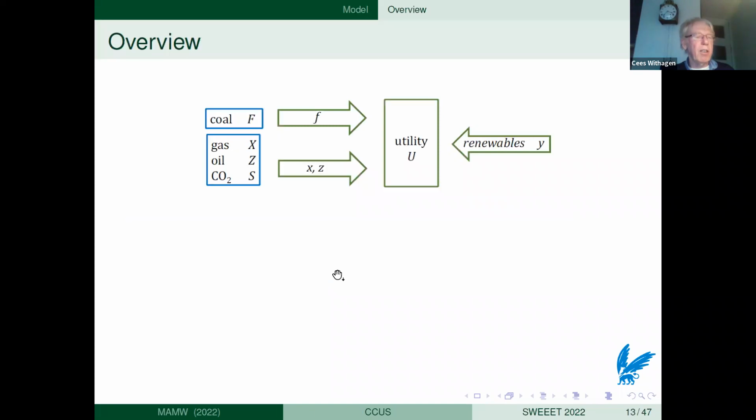So here is, let's say, a graphical representation of the model. Don't worry about the symbols because they will change anyway. But we have a stock of coal, a stock of natural gas, and a stock of oil. And we have a stock of CO2, denoted by S. Then coal, gas, and oil, they give utility, not as a stock, but as a flow. And there is also the possibility of using renewables. And they give, together, they give utility.